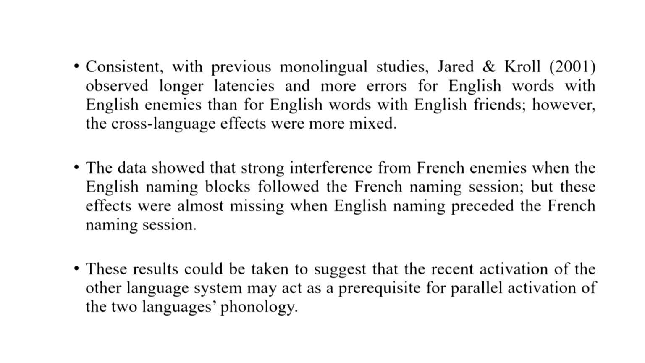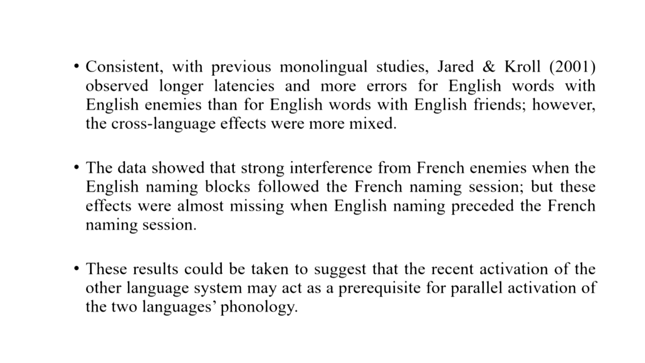Now, consistent with previous monolingual studies, Jared and Kroll observed longer latencies and more errors for English words with English enemies than for English words with English friends, which is acceptable because for English words with English enemies, the participant would be confused about whether to use a pronunciation such as bread or a pronunciation such as steak. This is something that you would expect.